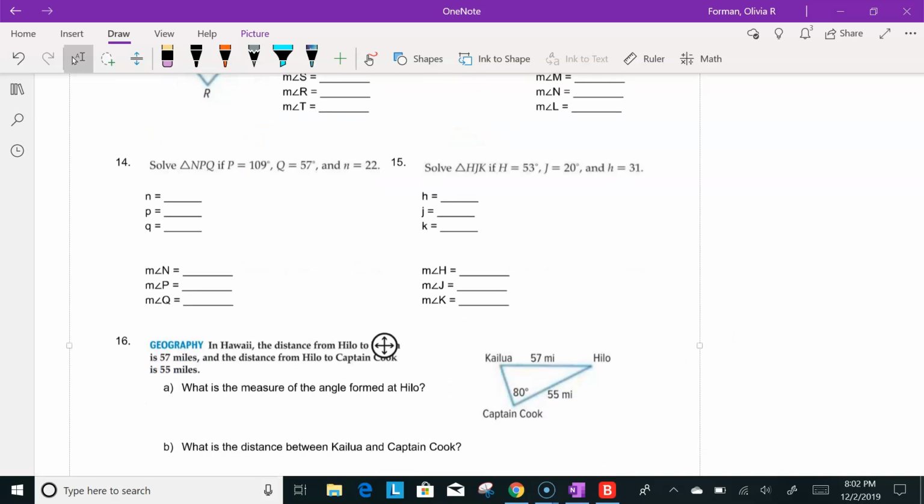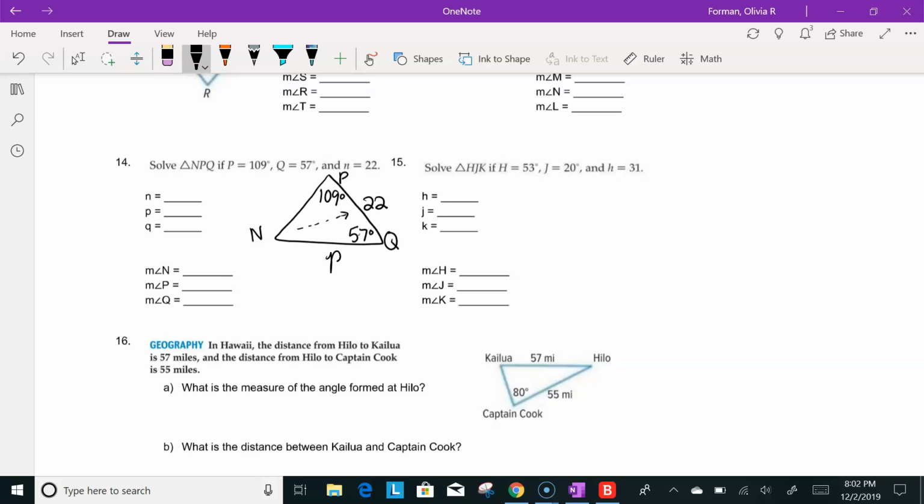Okay. 14, 15, the only difference with these again is that you don't have a picture. So just draw it however you want. It doesn't have to be to scale. But if I draw it out, it says angle P is 109 degrees, so I mark it. Angle Q is 57 degrees. Side N, which is across from angle N over here, is 22. And so it wants us to find side P, side Q, and angle N.